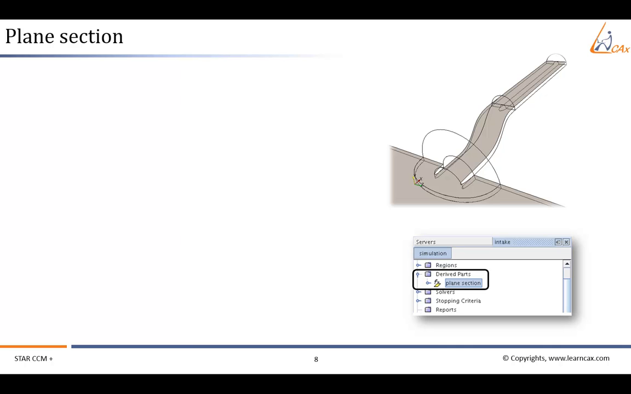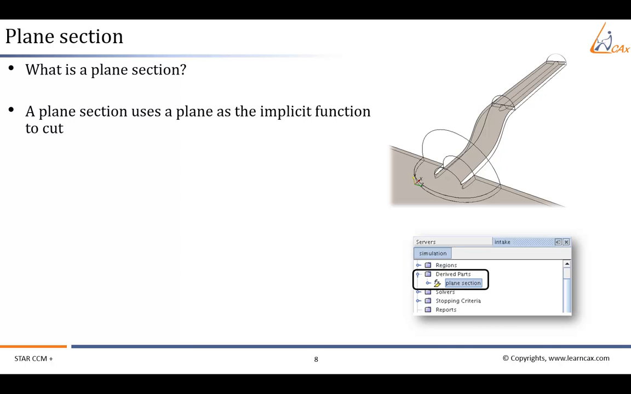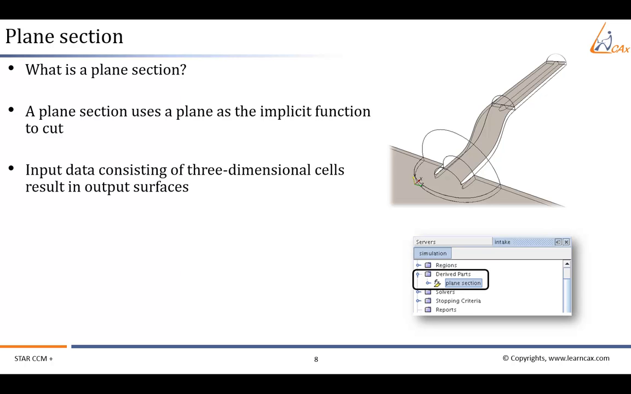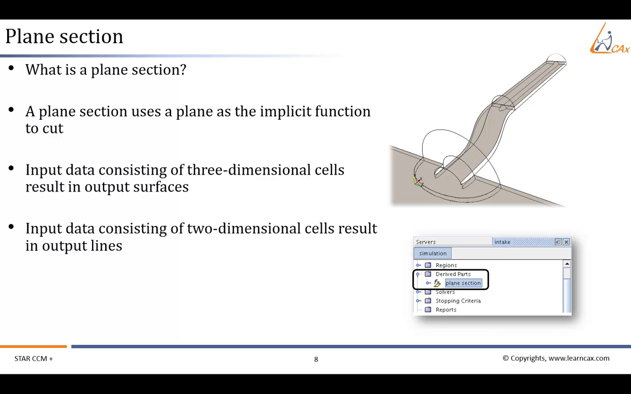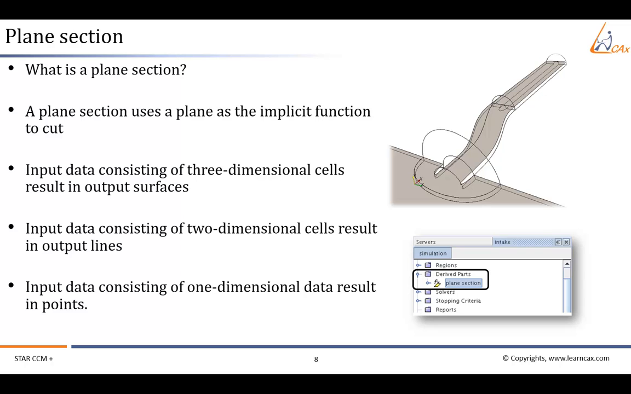What is a plane section? A plane section uses a plane as the implicit function to cut. The output is dependent on the topology and discretization of the input parts. The exact form of output depends on the dimensionality of the input parts. Input data consisting of 3-dimensional cells result in output surfaces. Input data consisting of 2-dimensional cells result in output lines. And input data consisting of 1-dimensional data result in points.